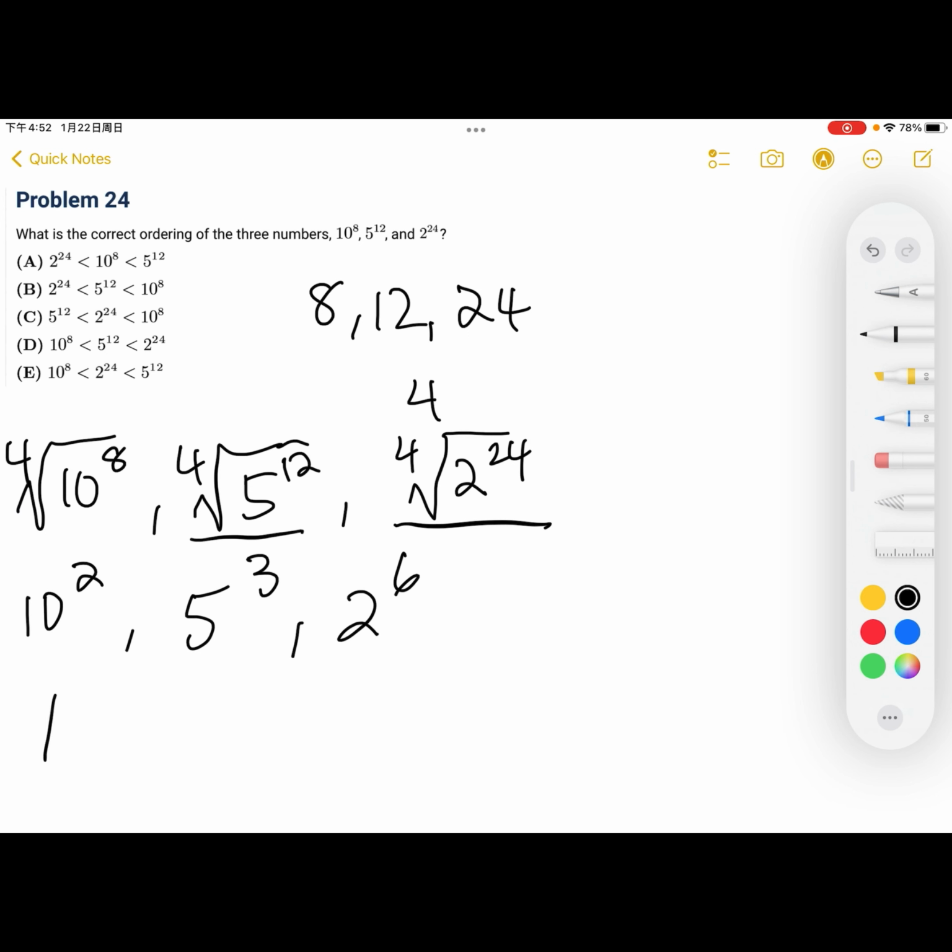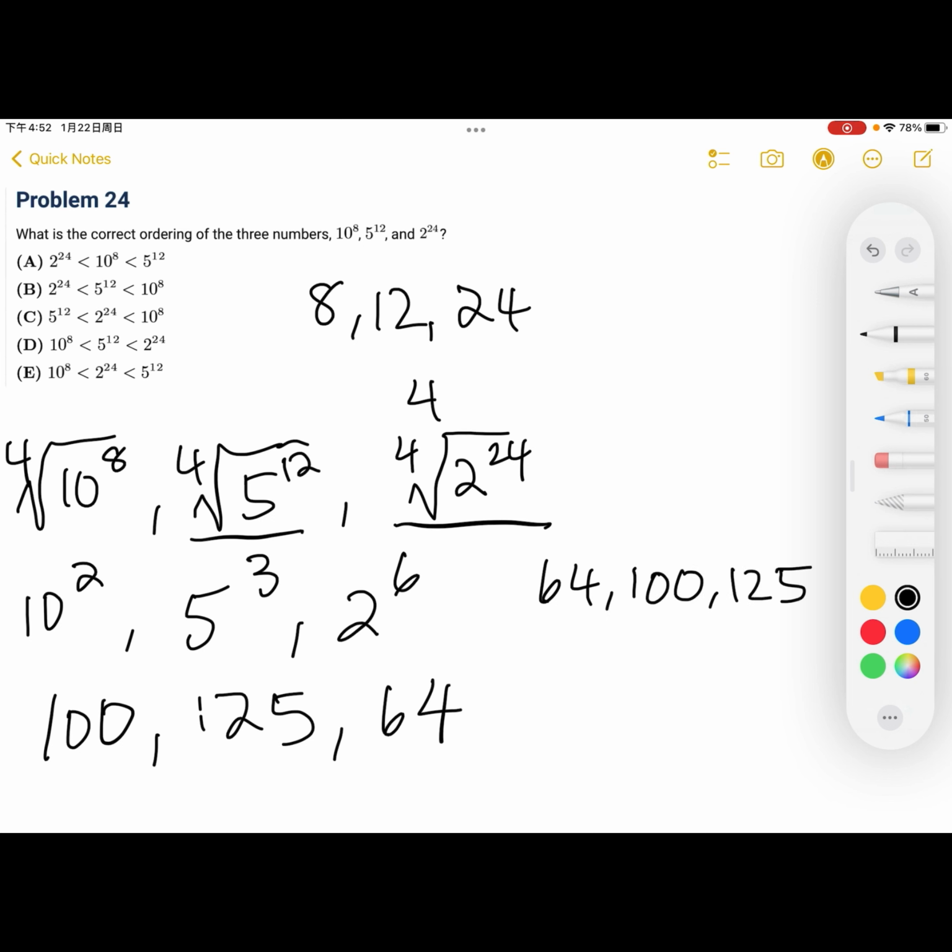10 squared is just 100. 5 to the 3rd is 125. And then 2 to the 6th is 64. So now we can rank the numbers. This is from least to greatest. So least to greatest would be 64, 100, and 125. So that would be 2 to the 24, 10 to the 8, and 5 to the 12. So finding one that matches, our answer is A.